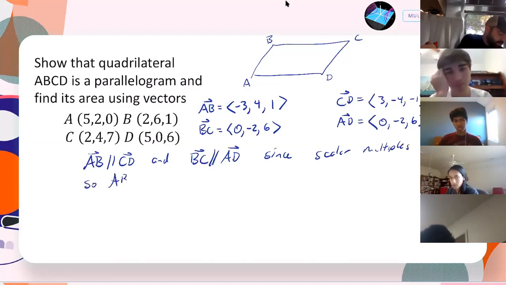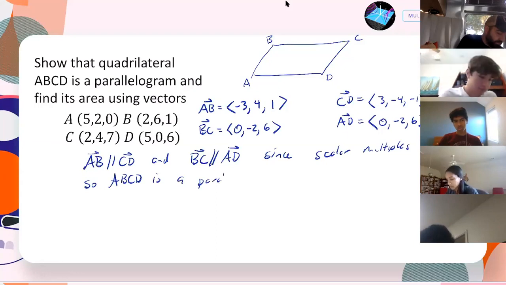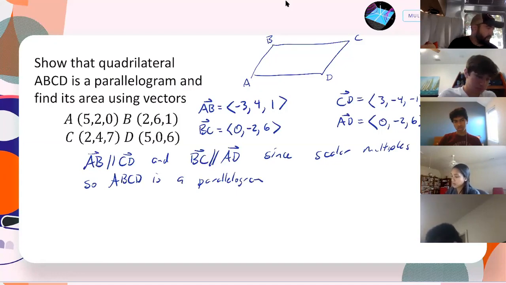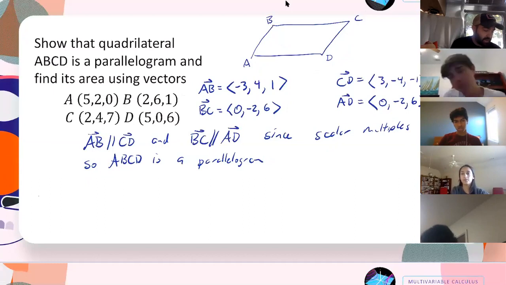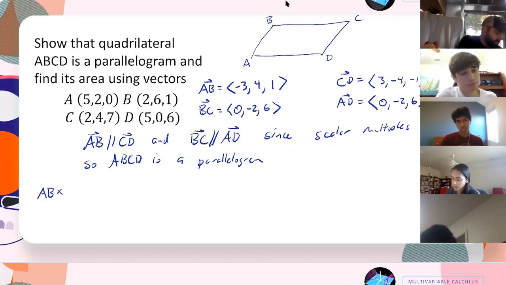So ABCD is a parallelogram. Okay, find its area then. We're going to do adjacent sides. You could pick any 2 adjacent sides, so like AB crossed with BC.